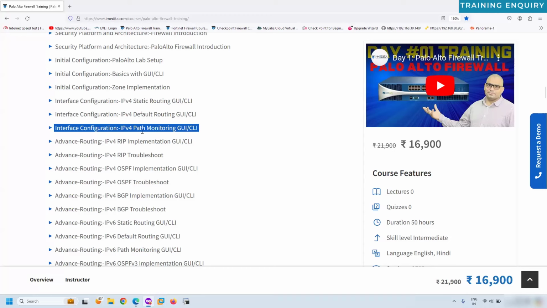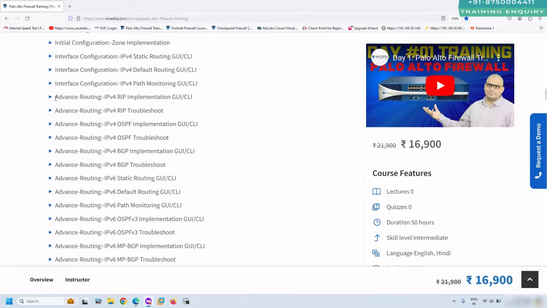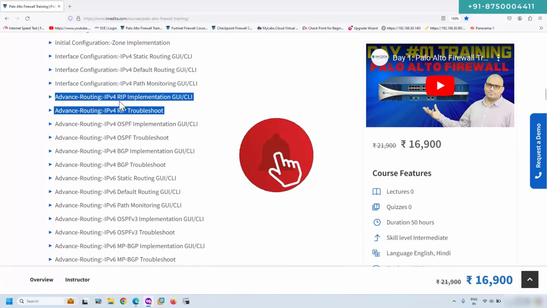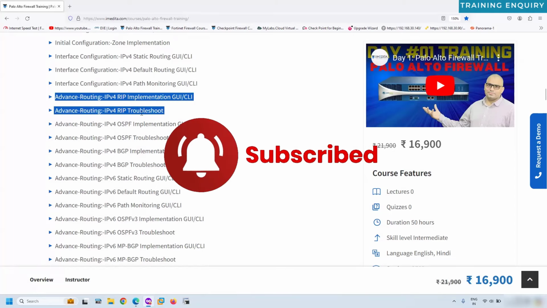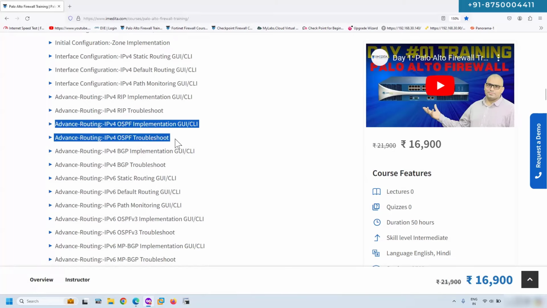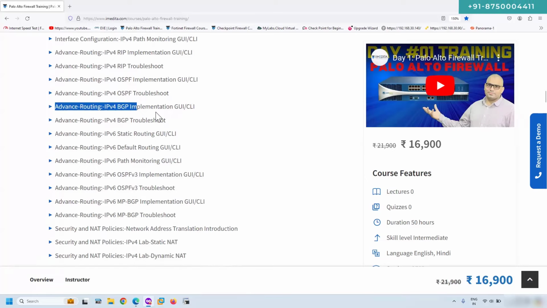With the help of SLA or path monitoring, we can check the reachability of the next hop or beyond next hop IP address so that we can utilize the link in a better way. After static routing, default routing, and path monitoring, we will move to advanced routing like RIP implementation and troubleshooting. Then we will move toward OSPF implementation and troubleshooting. Then we will learn BGP implementation and troubleshooting.